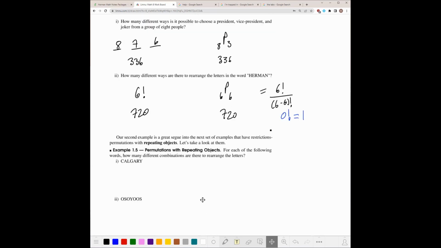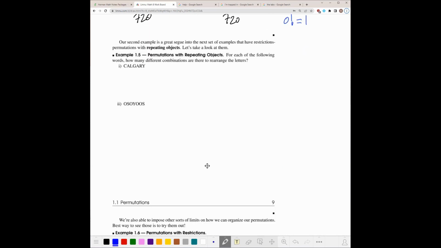All right, how about if we have repeating objects? For example, for each of the following words, how many different combinations are there in order to rearrange the letters? Ooh, so Calgary notably has 2 A's. Good for them. So we have 1, 2, 3, 4, 5, 6, 7. And that means we kind of have like 7 factorial ways we could arrange those letters. But if I rearranged Calgary by just switching the 2 A's, I get the same word. So I haven't really changed anything.